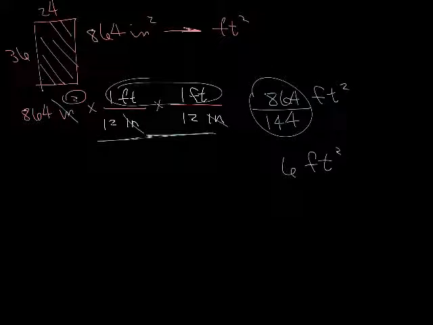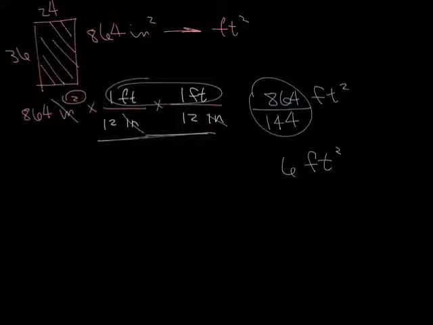Okay, so not too terribly difficult. It's just remembering that idea of multiplying your conversions twice if this were a 2 here. And in a little bit we're going to do some volume where this will be a 3 and this will appear 3 times.